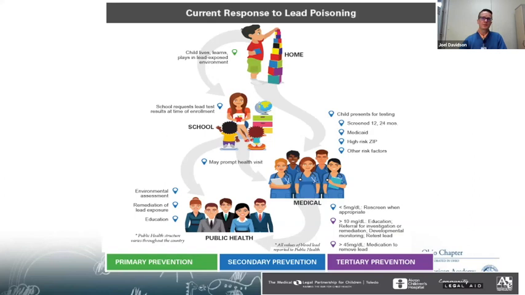In our medical offices, we look at kids who are on Medicaid, who live in a high-risk zip code, or have a known risk factor, like the family said their house is from the 1800s or that they recently did some remodeling or renovation in an older home. We screen those kids at 12 months and 24 months. That's the Ohio law for that category of children. The other caveat is that practices can decide, if they know the housing stock within their communities has a significant number of homes built before 1978, that those kids should be tested as well.